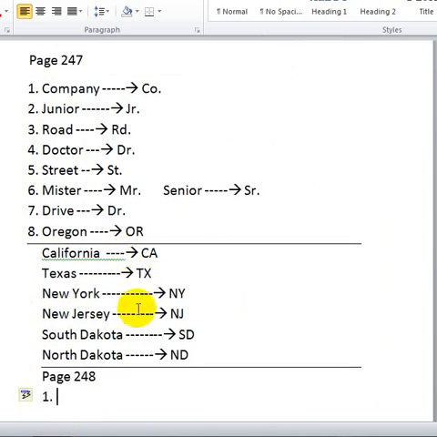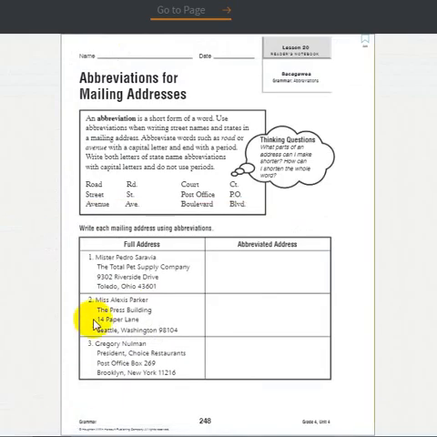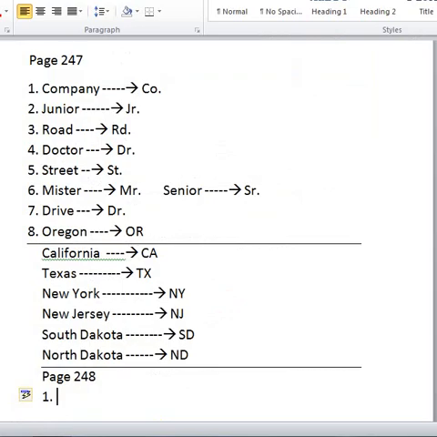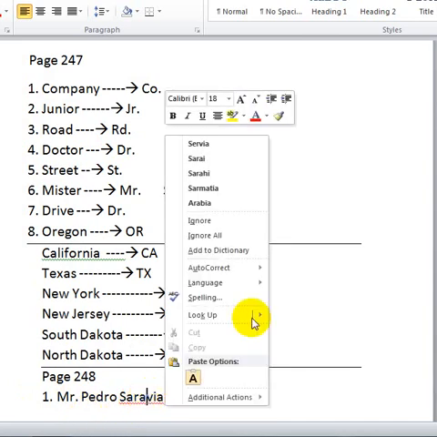Number 1. Let's read the address. We've got Mr. Pedro Saravia. So what can we abbreviate over here? Mr., right? So let's abbreviate Mr. Pedro Saravia. Okay? Let's keep on going. And this is a name, so it might not be in the dictionary. We can just add it.